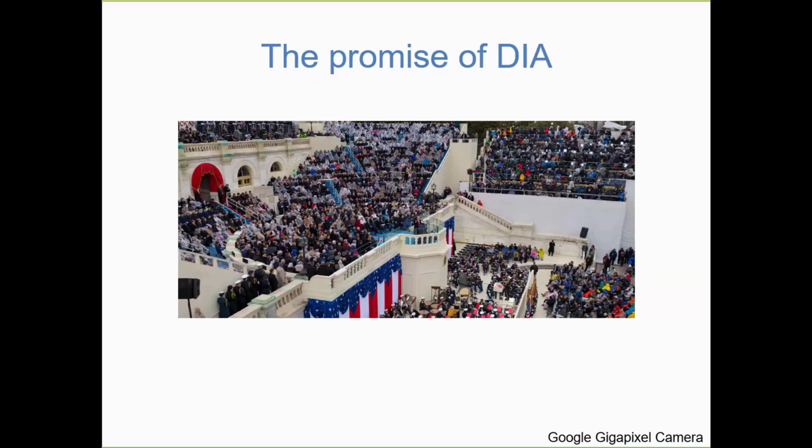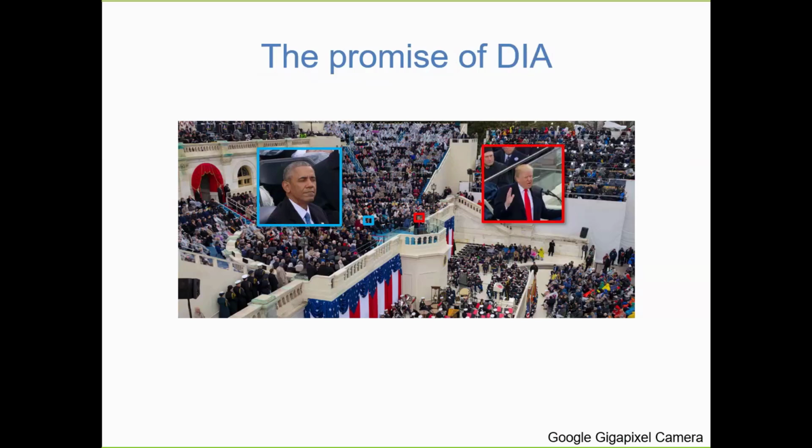So with DIA, we expect to be able to extract out every single person in this picture of, in this case, the presidential inauguration, and be able to know exactly who attended the inauguration. Now, if we look over in this corner, we might see a picture of Barack Obama smirking, and over in this corner, we might see a picture of the now President Trump giving his inauguration address.